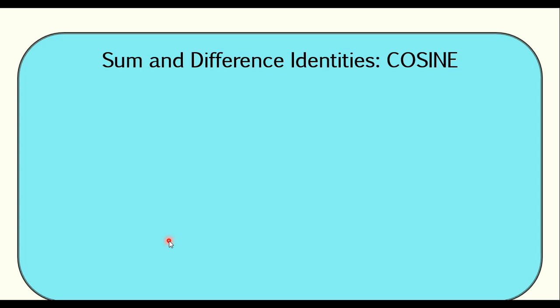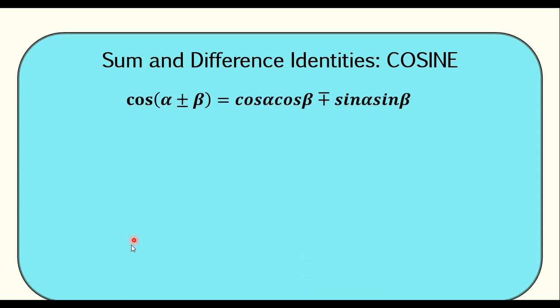So, the sum and difference identities for cosine. I'm going to introduce some notation that might look a little weird, but I think you'll be comfortable with it. We know the sum: cosine of alpha plus beta is cosine alpha cosine beta minus sine alpha sine beta. And similarly, the difference: cosine of alpha minus beta is cosine alpha cosine beta plus sine alpha sine beta.